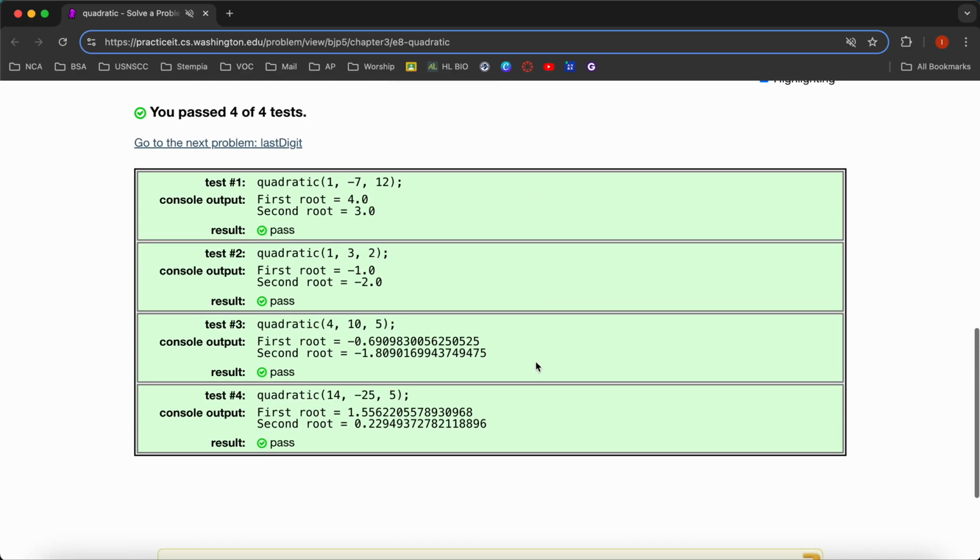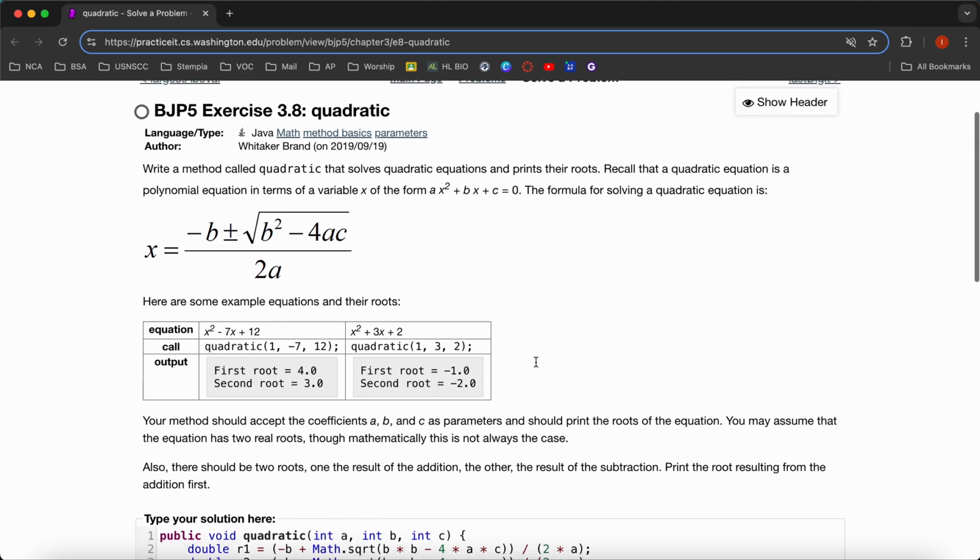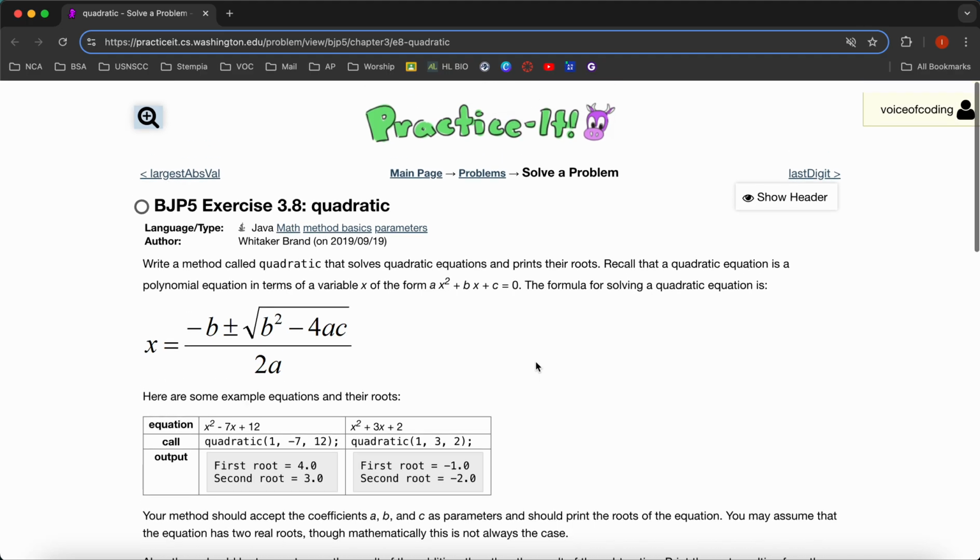Yep, all our test cases are passed, meaning this code is correct. That wraps it up for this problem, and we'll see you next time.